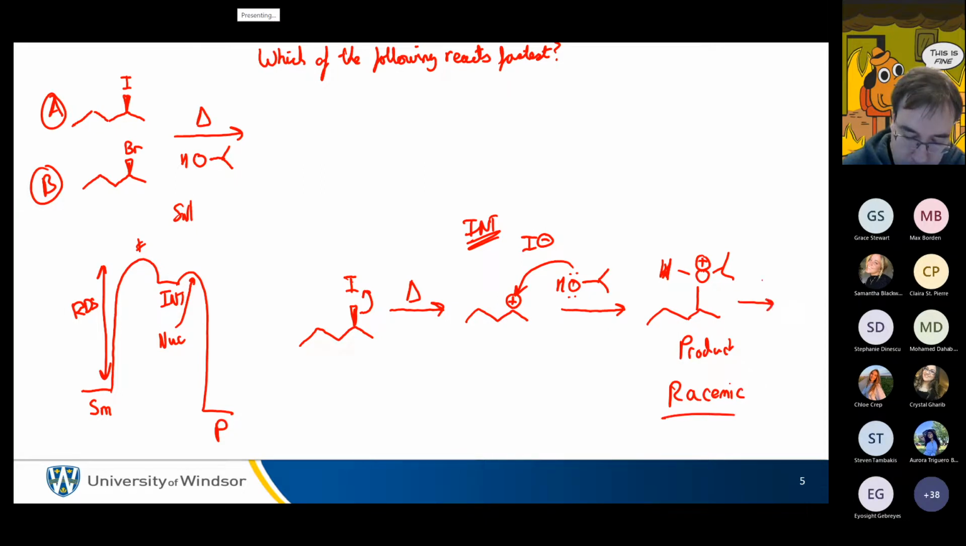Then there's a final proton transfer, just to make everything neutral. We have that.